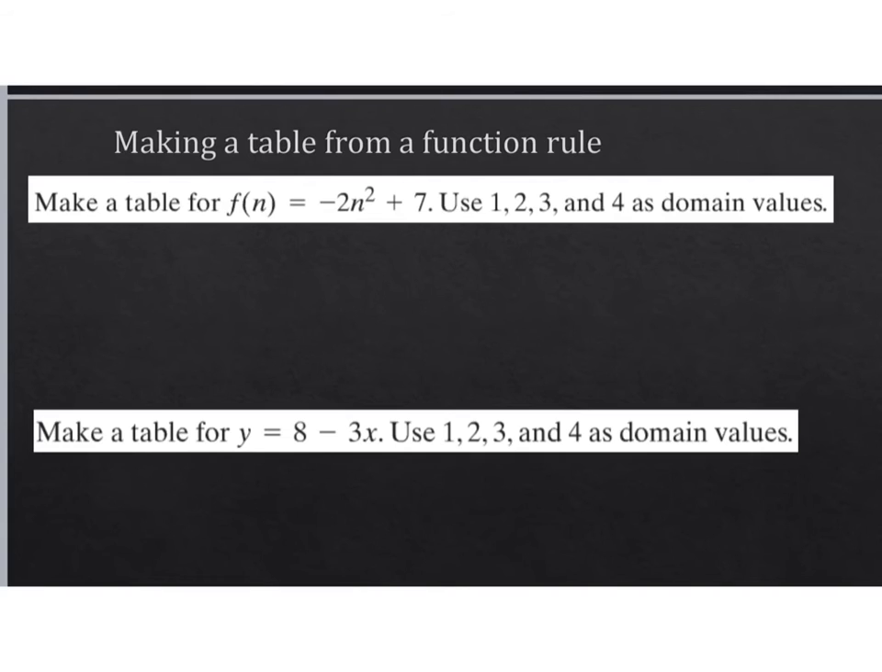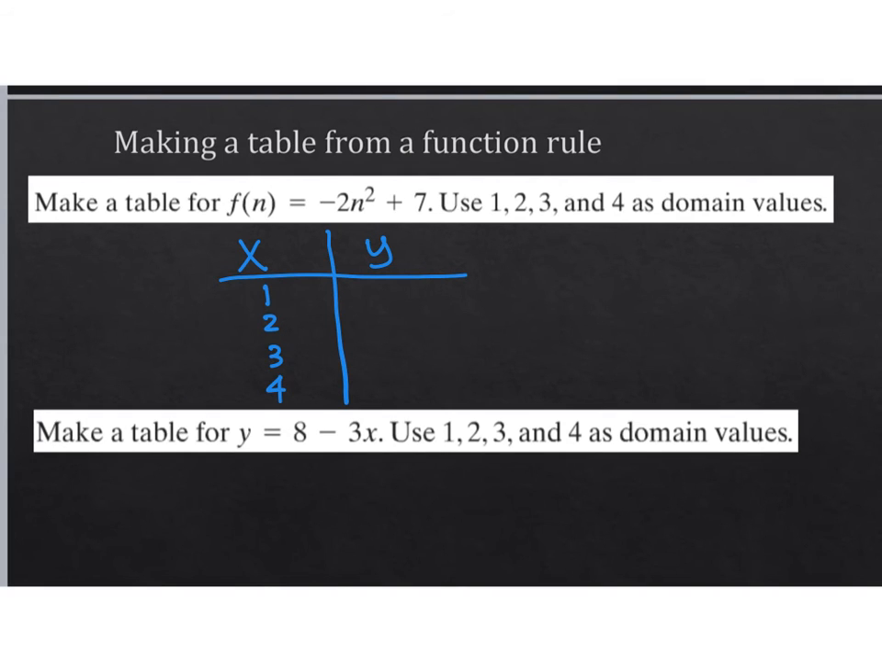So our second to last example says make a table for f of n equals negative 2n squared plus 7. And it says use 1, 2, 3, and 4 as our domain values. Remember, our domain is our x, and our range is our y. So I have 1, 2, 3, and 4.